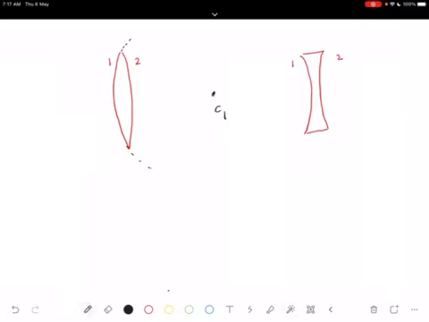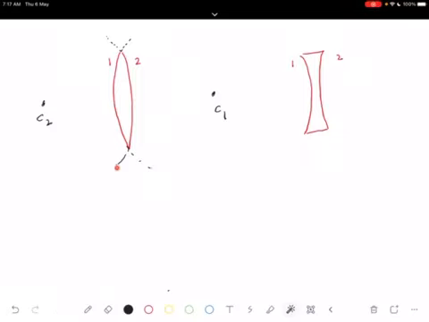Similarly, in the case of the second surface, it is curved like this. It's a part of a sphere like this. So its center will be here on the left side, so that we mark it as C2. C2 is the center of curvature of the second spherical surface of the convex lens. So C1 is the center of curvature for the first curved surface and C2 the center of curvature for the second curved surface.